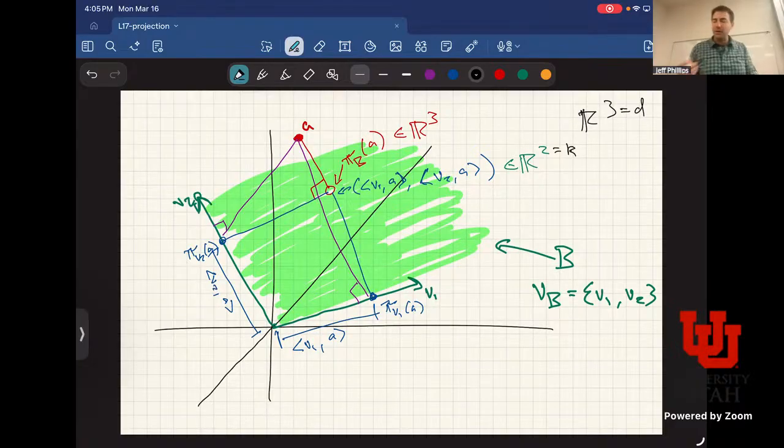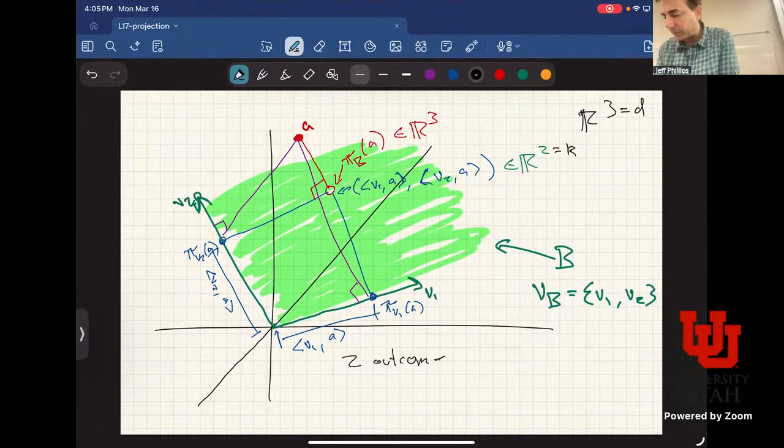Okay, so there are kind of two outcomes of projection. Okay, I have pi of B of A, which lives in R^D, but on this subspace B.